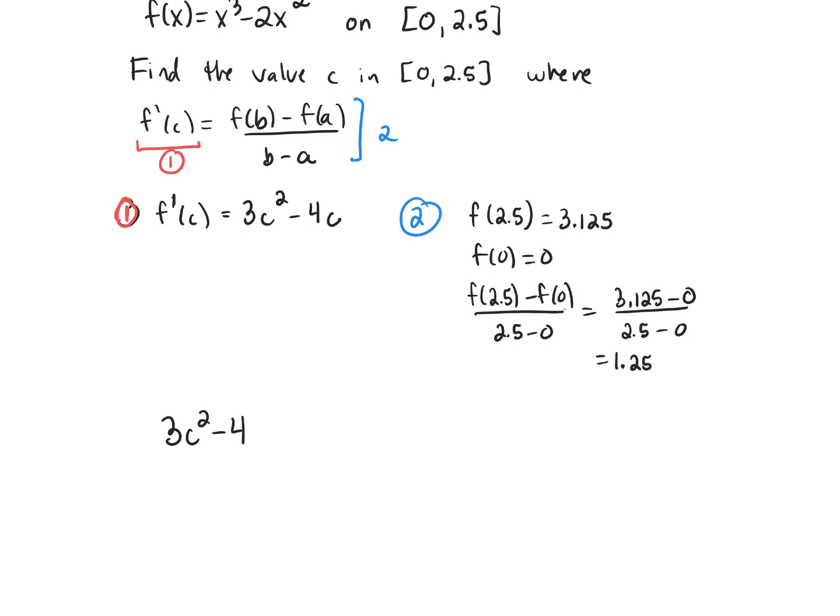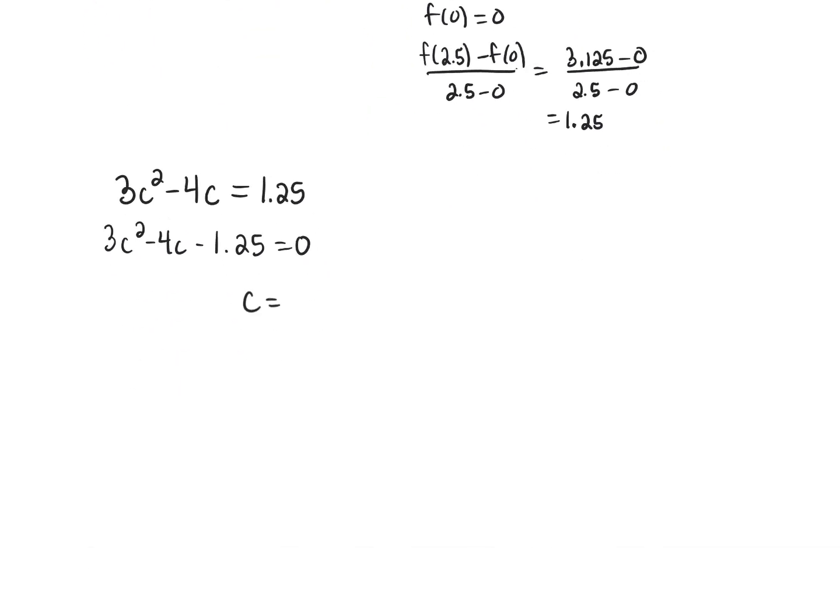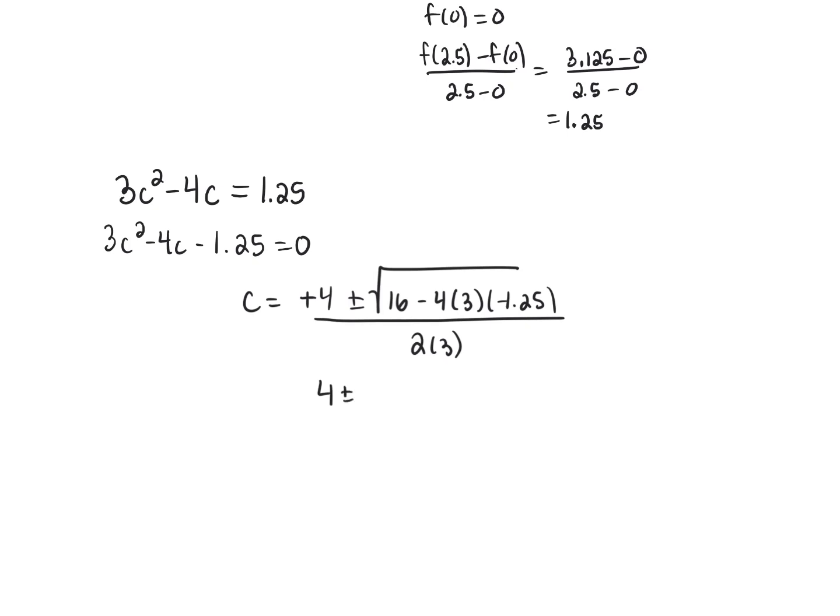So now we need to set these equal to each other. We're going to say 3c squared subtract 4c equals 1.25. Bring everything to one side. And then this is likely not factorable, so we're going to use the quadratic equation. So c equals the opposite of negative 4, so minus b plus or minus the square root of b squared minus 4ac, all over 2a. Then we do the discriminant part first. So 16 subtract 4 times 3 times negative 1.25 is 31. So 4 plus or minus root 31 all over 6.